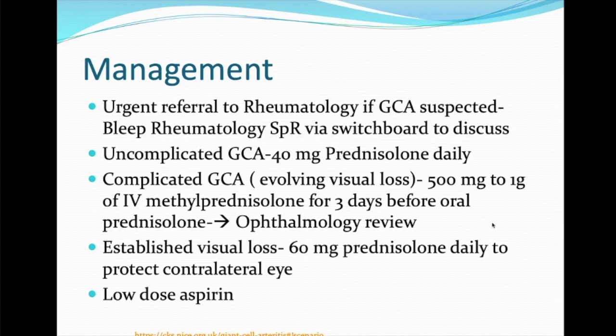So in terms of management, if you see a patient with suspected GCA, in A&E or in a GP setting or on the wards, then please feel free to call the rheumatology registrar or the consultant on call via switchboard, and we can discuss. If the history is very suggestive of GCA and we have raised inflammatory markers, we would advise to start prednisolone straight away and arrange to see them in rheumatology within a few days for a review.